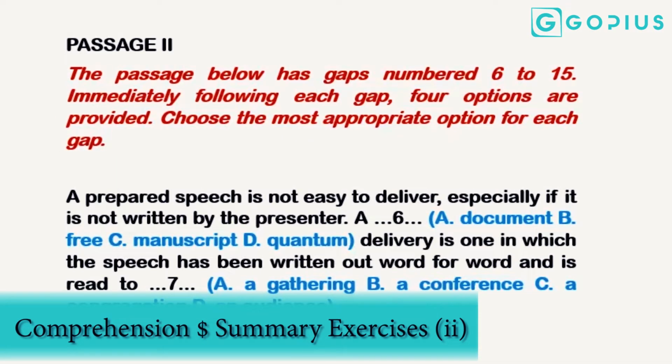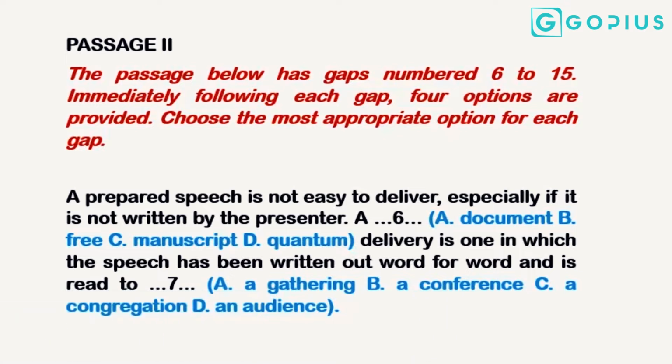For the passage we have, the instruction that's given to us is: the passage below has gaps numbered 6 to 15. Immediately following each gap, 4 options are provided. Choose the most appropriate option for each gap. The most appropriate option, because they might give you options where the words sound appropriate, but you have to pick the most appropriate out of the 4. So let's get right to it.